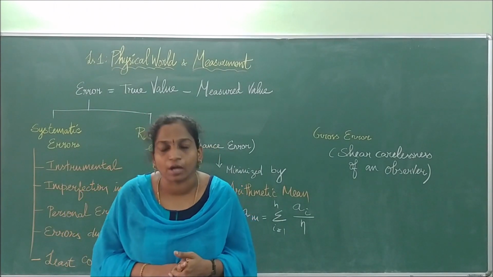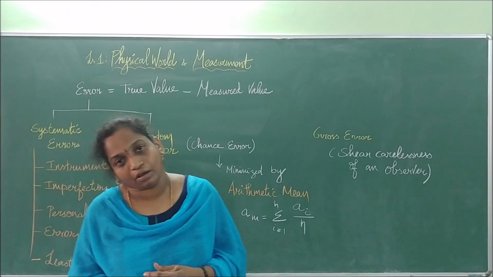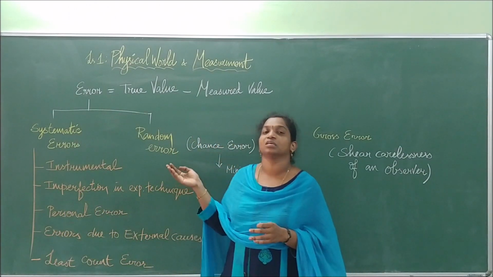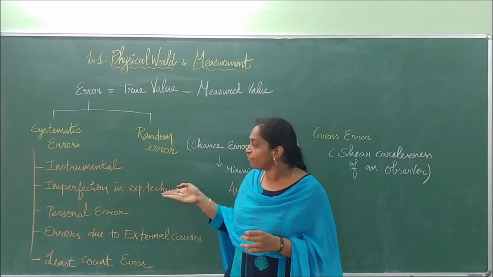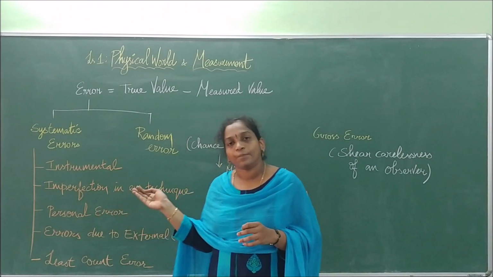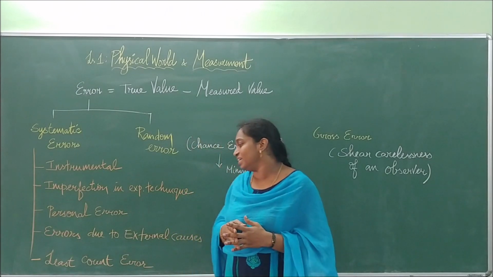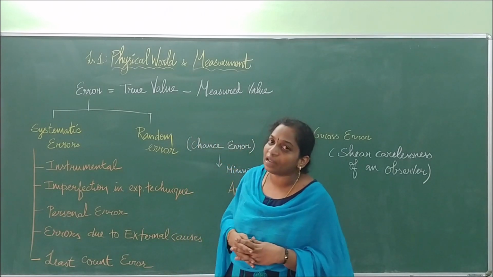We call that a systematic error. Systematic error can be divided into many things: one is called instrumental error, then imperfection in experimental technique, personal error, errors due to external causes, and least count error. So what does instrumental error mean?